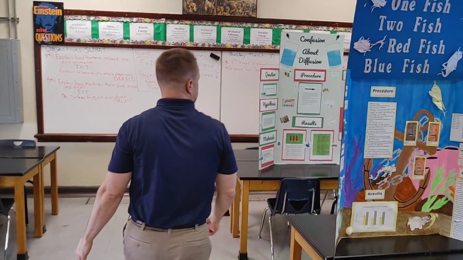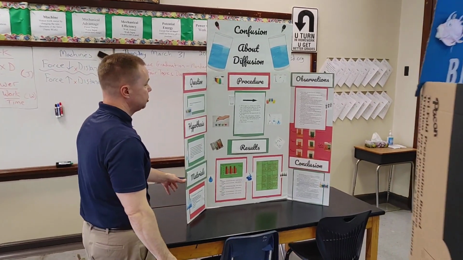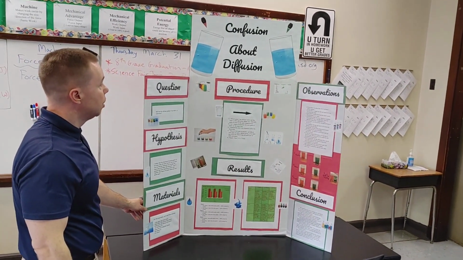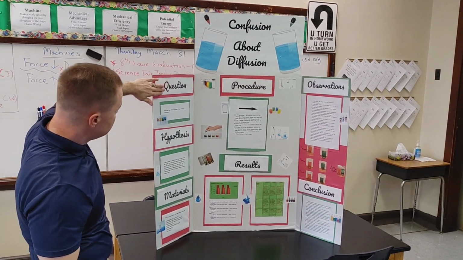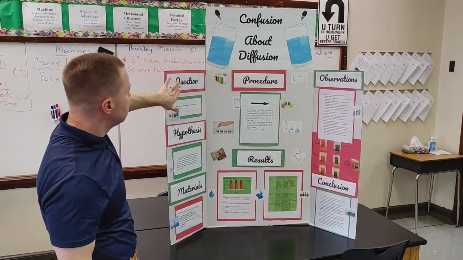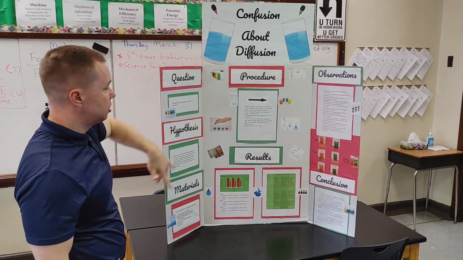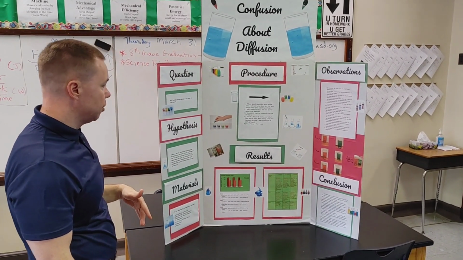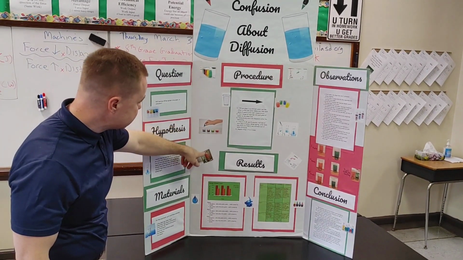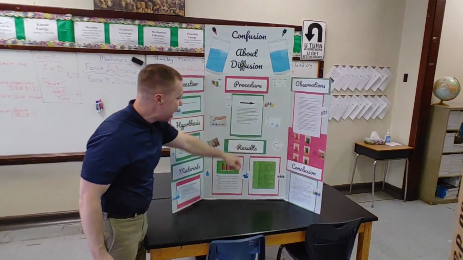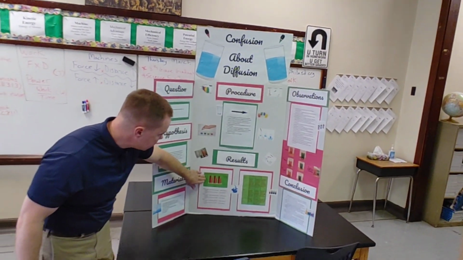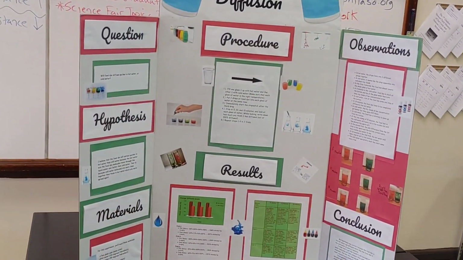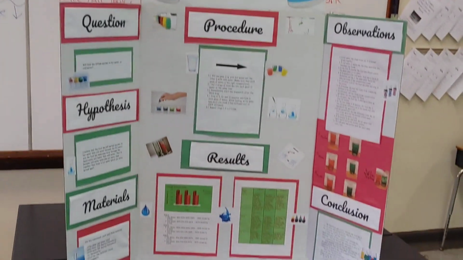Okay, and finally we have Ryan's over here. Okay, confusion about diffusion. Again, he rhymed. Title up there. Notice again the background. Notice the font size is consistent all the way through. The style. He has his actual pictures as well of what happens. Okay, he's got a lot of different charts, a lot of different tables. Okay, so he went above and beyond as well.